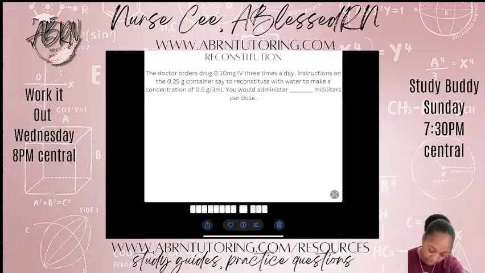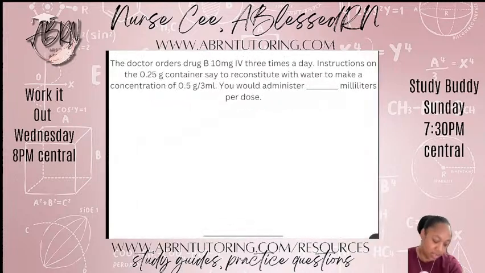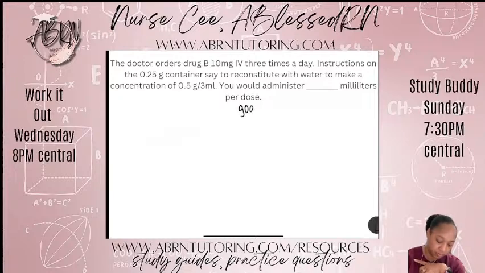So, on this one, let's read together. The doctor orders drug B, 10 milligrams IV 3 times a day. Instructions on the 0.25 gram container say to reconstitute with water to make a concentration of 0.5 grams per 3 milliliters. You would administer blank milliliters per dose. All right. So what is our goal? Our goal is milliliters per dose, right? Because that's what it says.